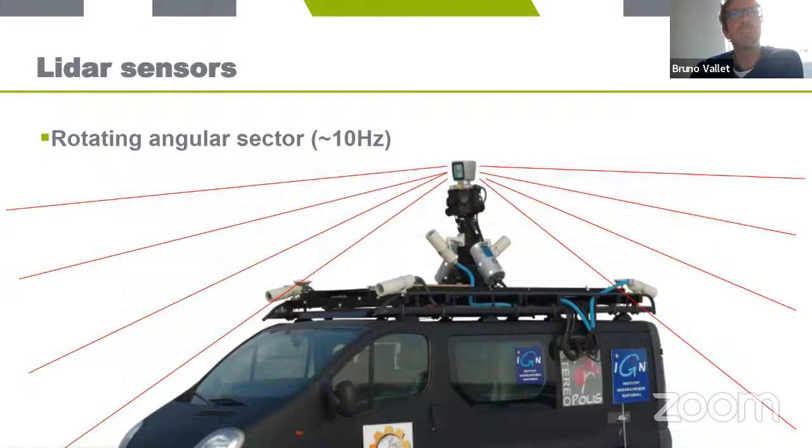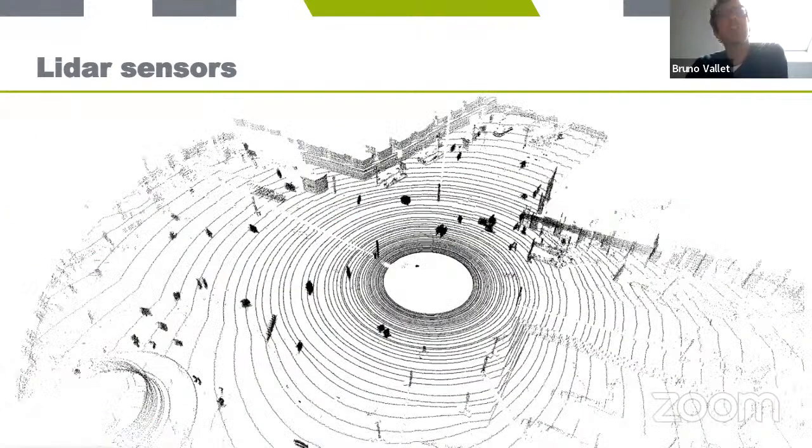Here in this vehicle, we also had a Velodyne sensor. The difference is that it's not fixed, it is rotating and it's covering a certain angular sector. This point cloud looks like this, but compared to the other ones, it is dynamic, which means that when objects move, you can see them moving in the data.